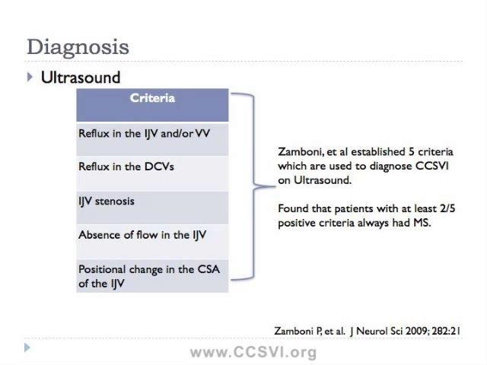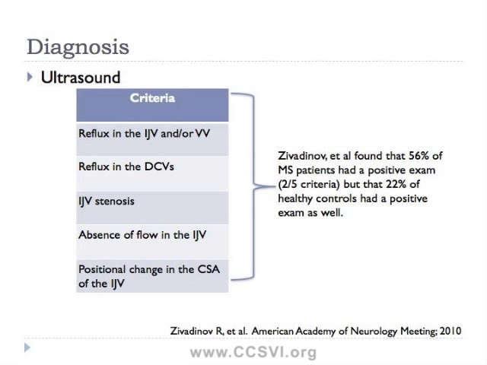Now what you need to know is that there's a lot of controversy surrounding that. So the University of Buffalo group, while Zamboni found that patients who had positive ultrasounds always had MS, that hasn't necessarily been confirmed universally. The University of Buffalo group found that 56% of MS patients had this problem, but that 22% of healthy patients also had this problem.